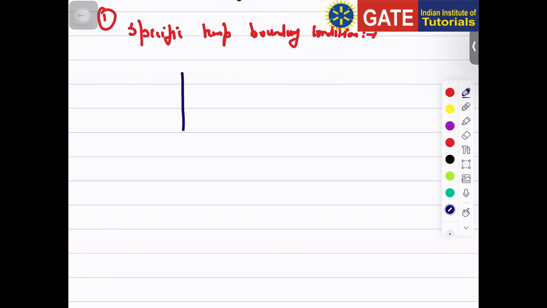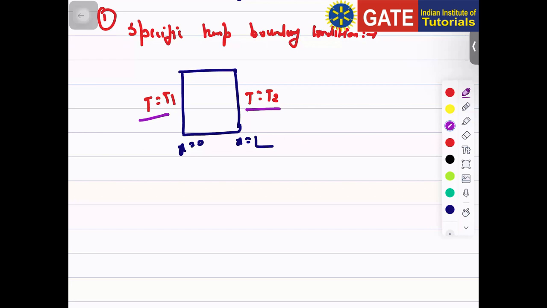So let's say you are having this slab. This is at x equals 0, and this at x equals L. Here temperature T equals T1 and temperature T equals T2. So at both left and right face, you see the temperature is fixed. That's why this is called the specific temperature boundary condition.